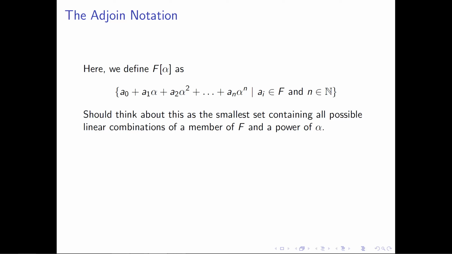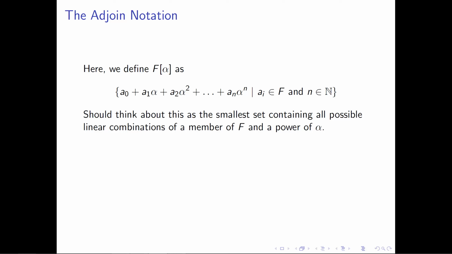However, this is the very formal definition, but this probably isn't the best way to think about what F adjoined alpha is. You should really think about the set F adjoined alpha as the smallest set that contains all possible linear combinations of any arbitrary member of F and any arbitrary power of the element alpha.